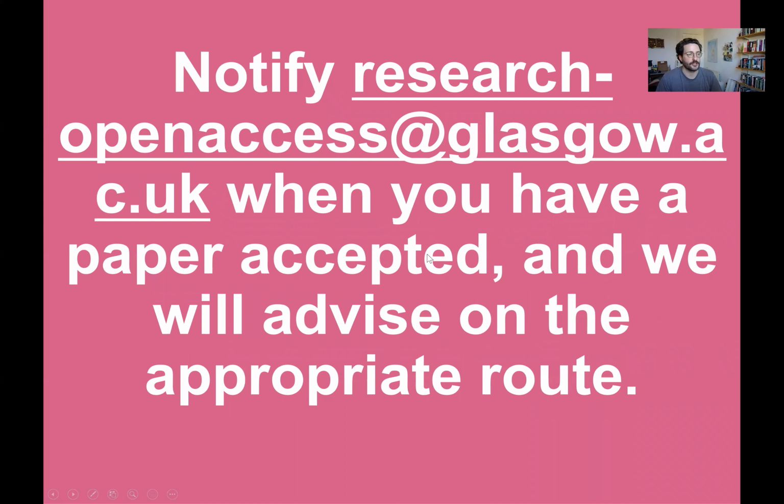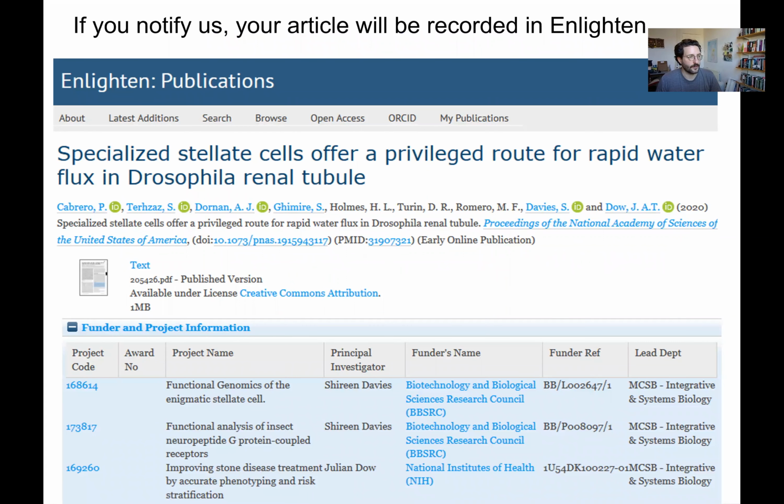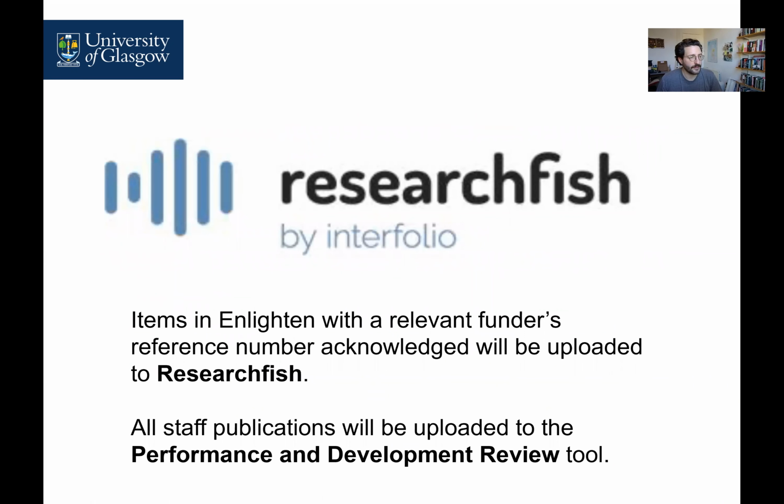So, what do you need to do to make sure that your articles and conference proceedings are open access? It's simple. Notify us as soon as you have a paper accepted. We'll advise you on the best route to open access for your article. Once you notify us, we'll make a record for your publication in Enlighten, our publications repository. And if the publisher lets us, we'll deposit a copy of the accepted manuscript that you provide. Everything in Enlighten that acknowledges a funder who requires a return in ResearchFish will have that item uploaded to the ResearchFish reporting tool. For staff, we also use Enlighten to populate the publication section of your performance and development review, the form used to discuss achievements and forward planning with your manager.